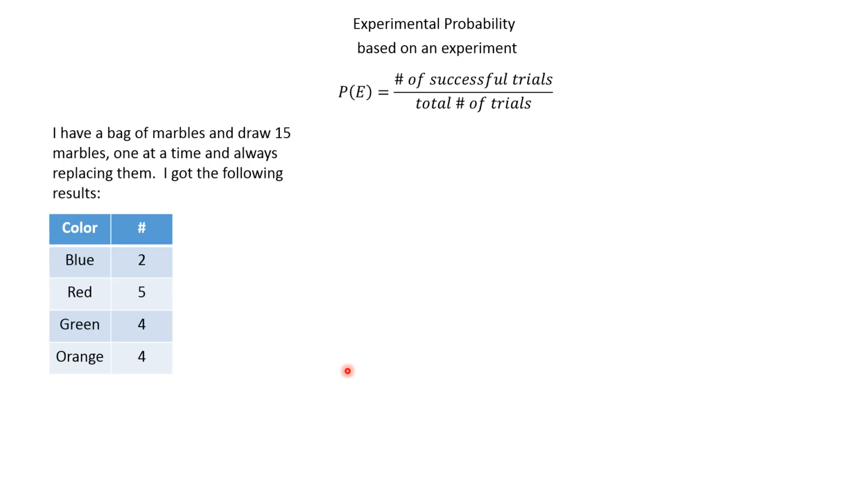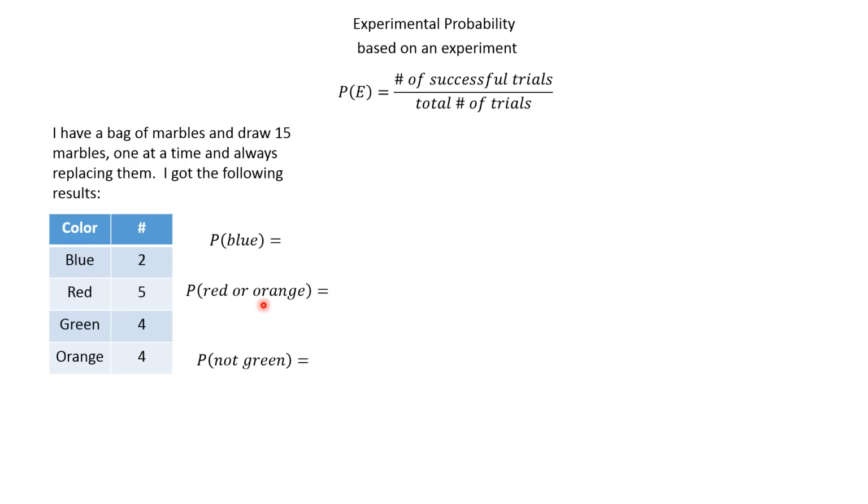I got blue twice, I got red 5 times, green 4 times, and orange 4 times. And so we can find some probabilities. We can find the probability of blue, probability of red or orange, and the probability of it not being green. So if I draw another marble out of the bag, what's the probability that it's going to be blue based on our experiment?